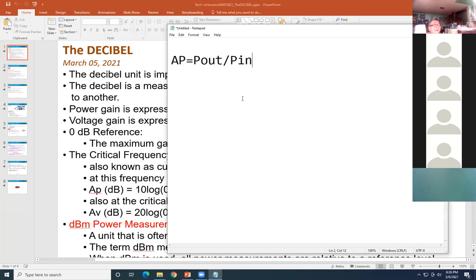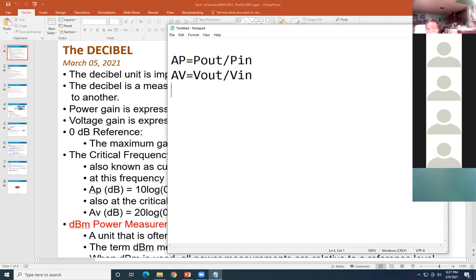AP equals P out divided by P in. Okay. AV, that means basically by definition, V out divided by V in.